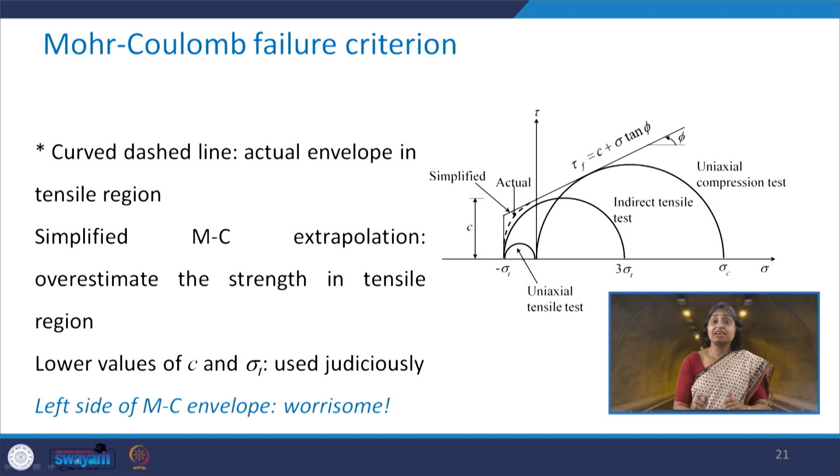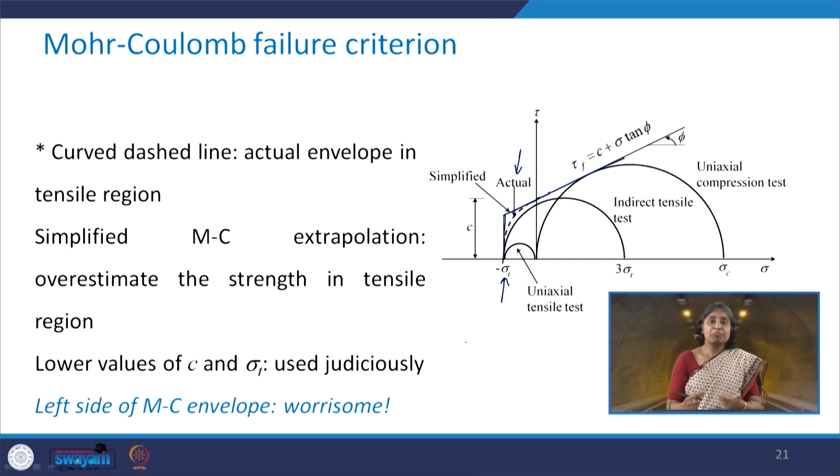Now, if we see the actual envelope in the tensile region, it is going to be this curved portion shown by the dotted line here, but then we go ahead with the simplified Mohr-Coulomb extrapolation. You just extend tau f, which is equal to c plus sigma tan phi, to the tensile zone, and then you provide a tension cutoff here corresponding to the value of sigma 3 as minus sigma t.